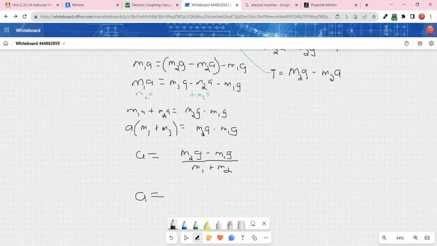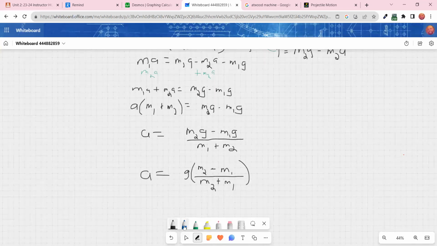a is equal to, I can factor out g on this side, g times m2 minus m1 all over m1 plus m2. And it doesn't matter, I'll keep it simple for you, m2 plus m1. Okay. This right here is always going to be the equation for an Atwood machine.